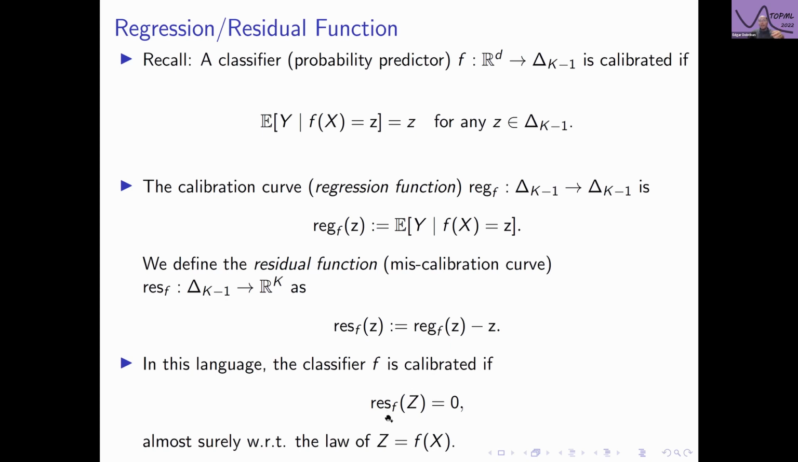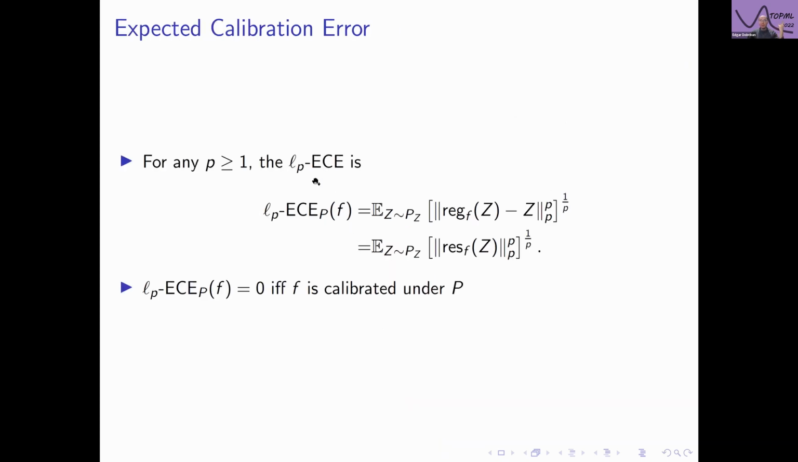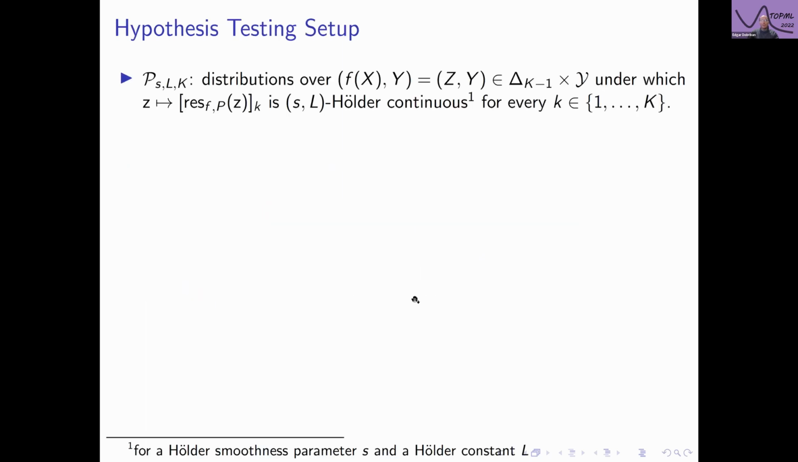So we want to measure miscalibration, how large this function is. And exactly that is the standard definition of the L^p expected calibration error: it is just the L^p norm of this residual function. So this is how we measure the amount of miscalibration in an average sense.